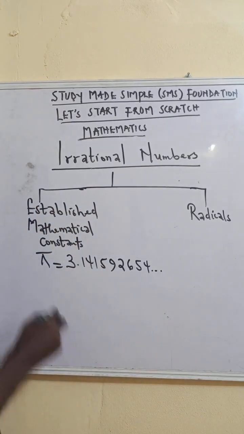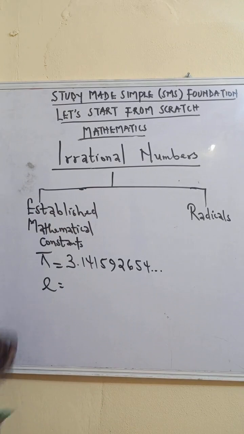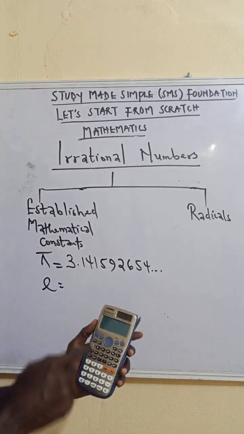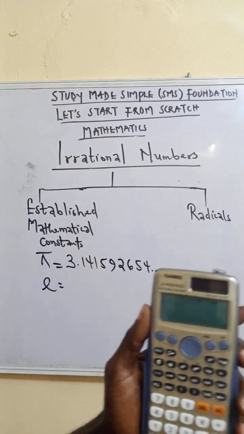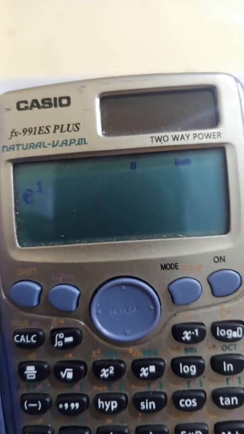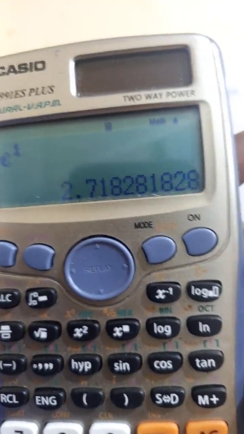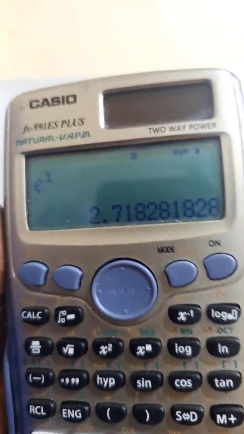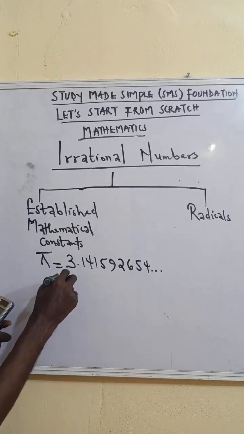Another one is the exponential, which is Euler's constant. Euler's constant also has a fixed value. How do we get the value of Euler's constant? Just press shift on your calculator, then press ln. Then you put 1 to indicate raised to the power, then press equal to. That gives you 2.718. So I will just write it on the screen.